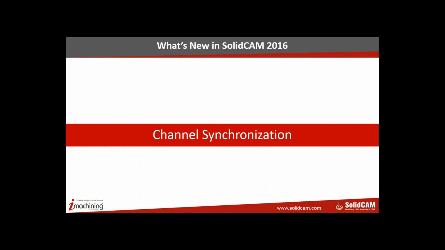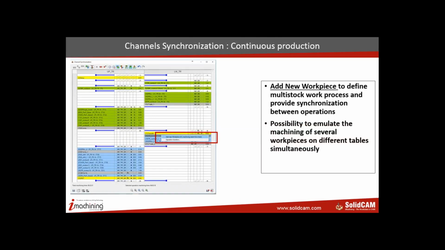Before I move on to show you the mill turn solution, I'm just going to mention channel synchronization, because it's part of the whole scenario. Channel synchronization is nothing new. We've always had it, where you can time the different axes so that they're not in the same working space as each other at the same time and end up colliding. You can move things about and time them accordingly.